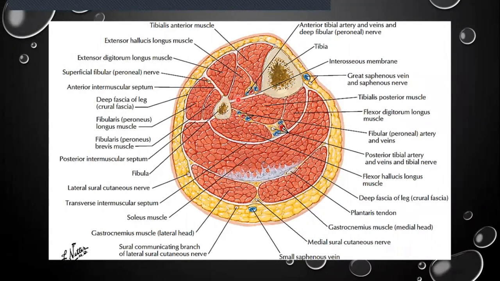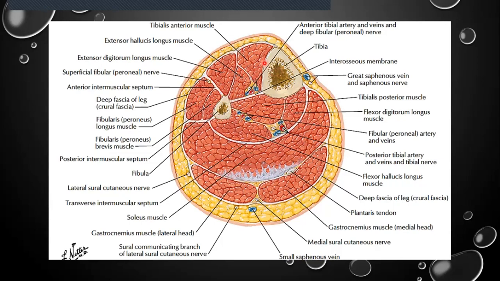Those three will divide this into three compartments. This is the anterior compartment here. This is the lateral, and this is the posterior. You can also see the transverse intermuscular septa, which divides the posterior into a deep posterior and a superficial posterior. But today we are going to look at the anterior, the extensor compartment.